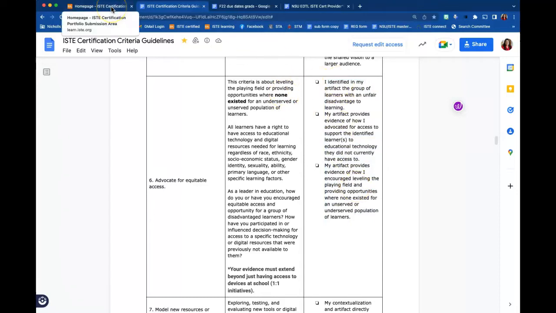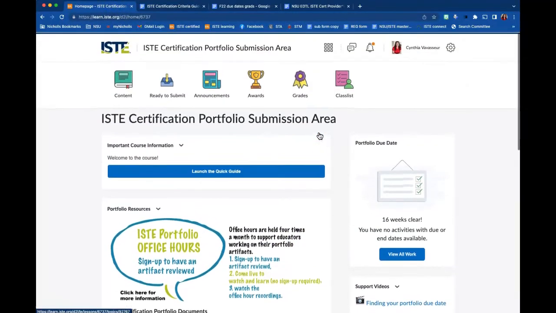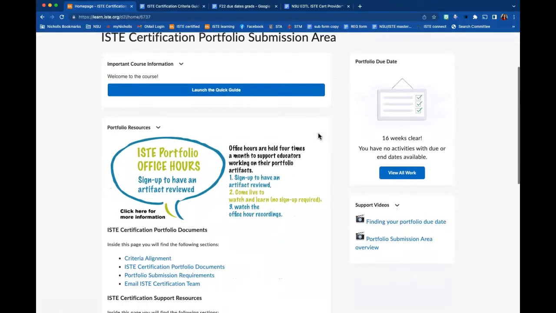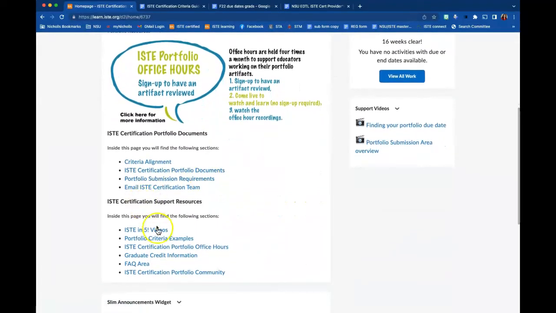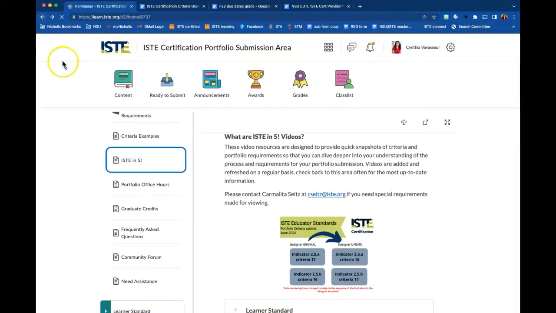So the last thing I wanted to point out with this criteria, all of you should have access to this page now, the submission portfolio area. It was September 1st that I asked you guys to get access to this. So in addition to the ISTE and 5 video, I'm not going to play it here because you should have access to it, but watch that SDN5 video for the criteria that we're using this week.